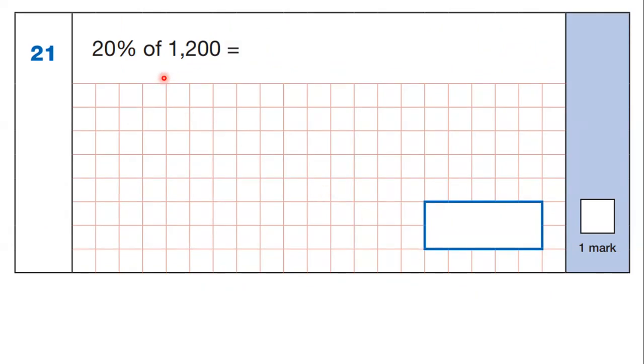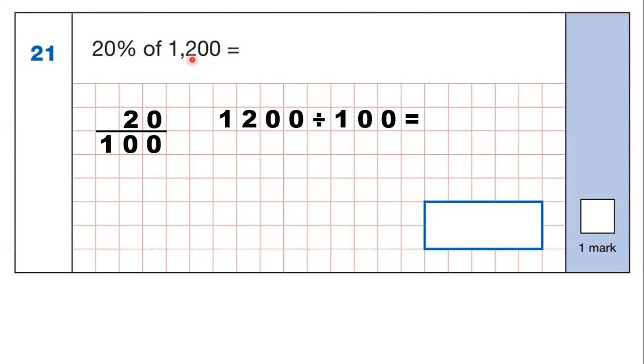Question 21. 20% of 1,200. Remember, a percentage is just a fraction over 100. So if we remember that 20% is 20 hundredths, we can find 20% by finding 20 hundredths of the number. So to find a fraction of a number, we can divide by the denominator, so we can divide 1,200 by 100 to get 12, because remember, when we're dividing multiples of 100, we can cancel the end zeros.